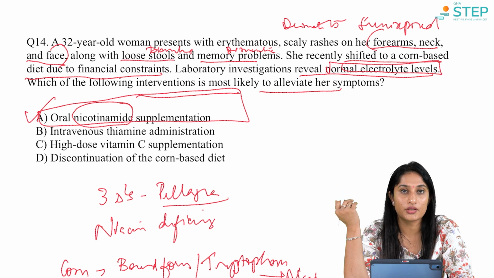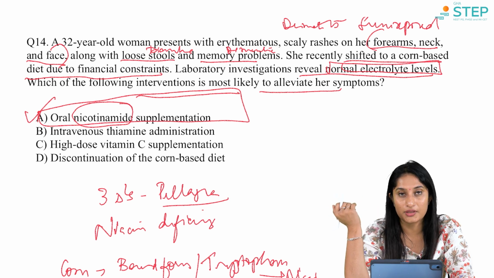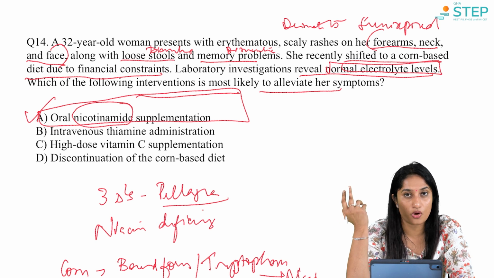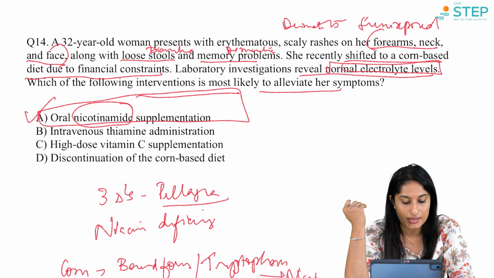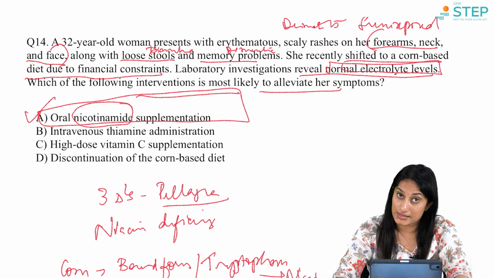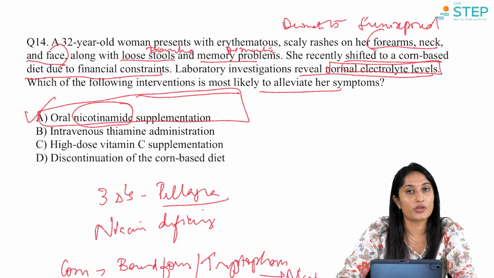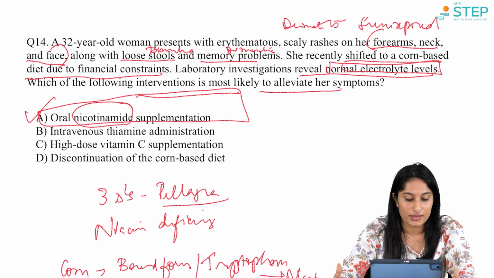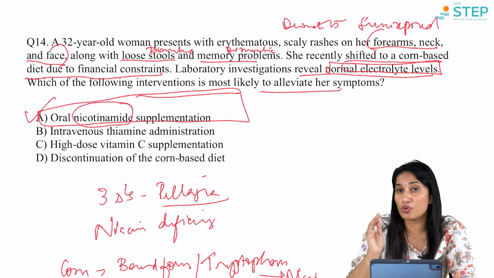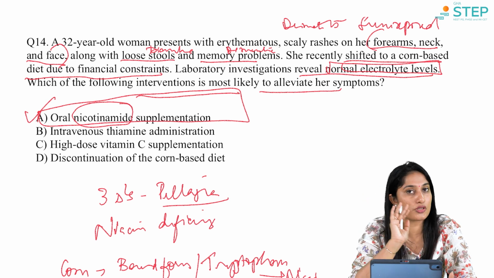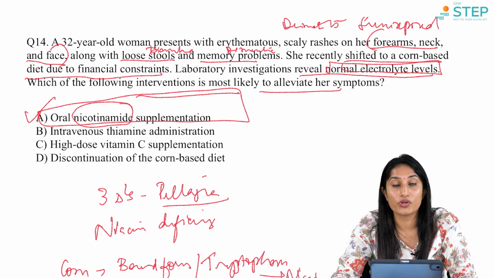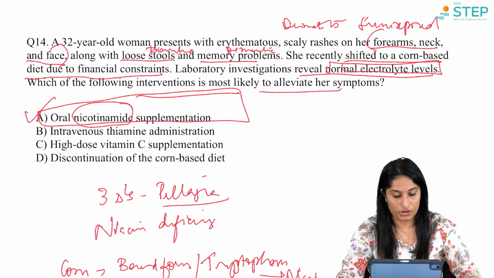Alright. Now, why are we not taking the other options? Intravenous thiamine administration, thiamine deficiency causes beriberi and not pellagra. High dose vitamin supplementation, no, this is not scurvy, this is pellagra. Discontinuation of the corn based diet, yes, this could help, but this would have helped in the initial stages, but she has already developed the symptoms. So, discontinuation of the corn based diet, though might be partly correct, it is not a perfectly correct answer here. So, the correct answer is oral nicotinamide supplementation.